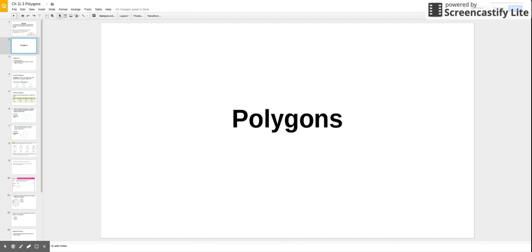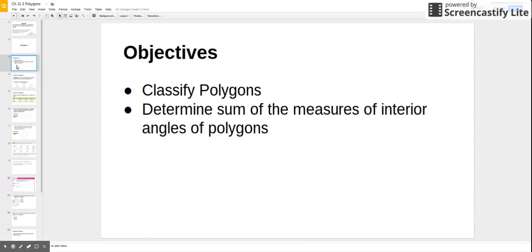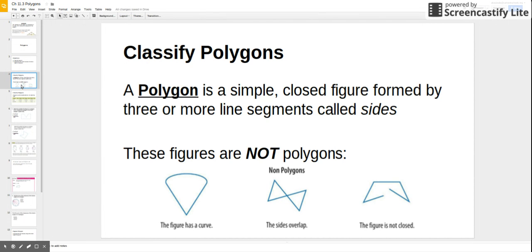Hi there, in this video you're going to learn about polygons. Your objectives for today are to classify polygons and to determine the sum of the measures of interior angles of polygons. Let's start with classifying polygons.